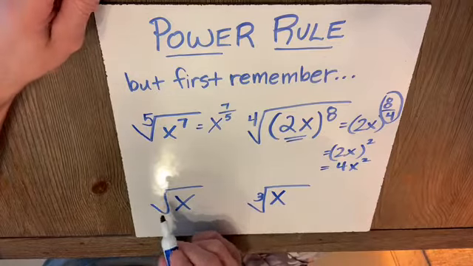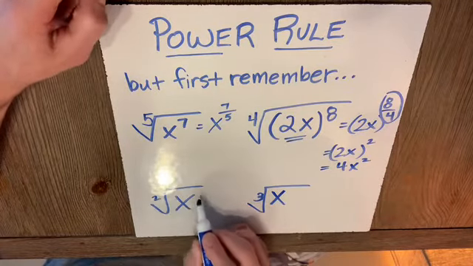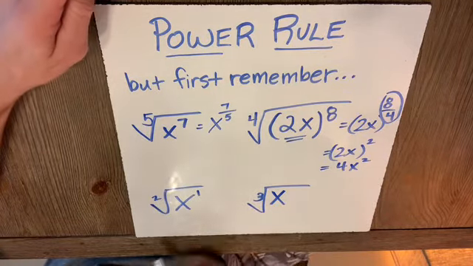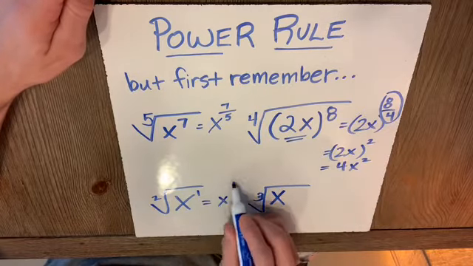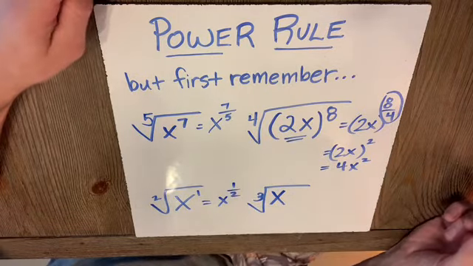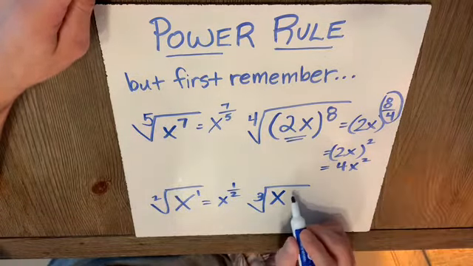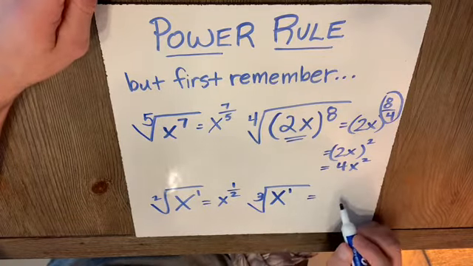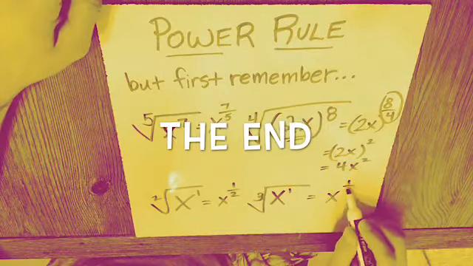The square root of x, well, this is an index of 2, which we don't usually write, and a power of 1. So this is probably the most common one we'll see. Square root of x is x to the 1/2. Another common one would be the cube root of x, which is x to the 1/3.